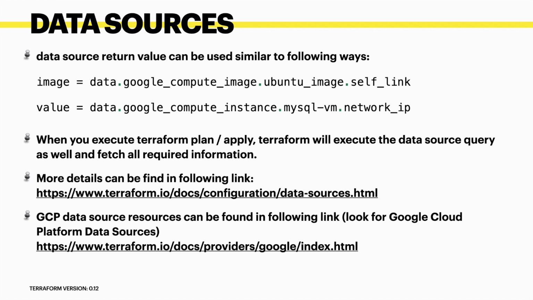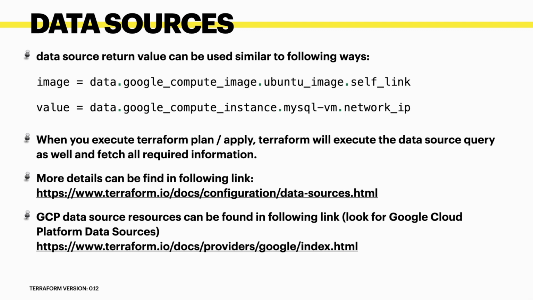Data source return values can be used in the following ways. Like listed here, an image value can be assigned by referencing data.google_compute_image.ubuntu_image.self_link. Similarly, suppose the network IP of a VM needs to be referred to, we can get this data from data.google_compute_instance.mysql_vm, for example, if the VM name we have defined in the Terraform config is mysql_vm, followed by network IP.